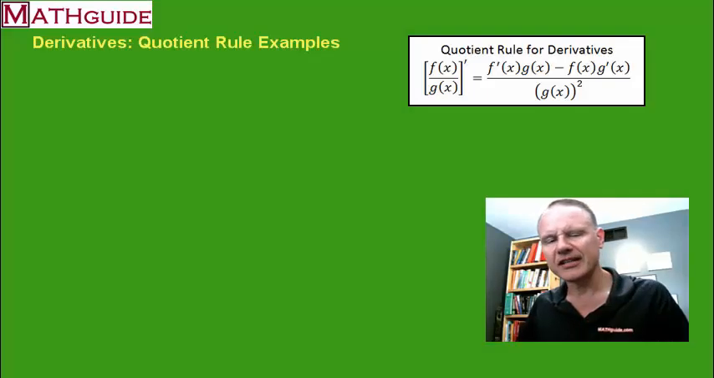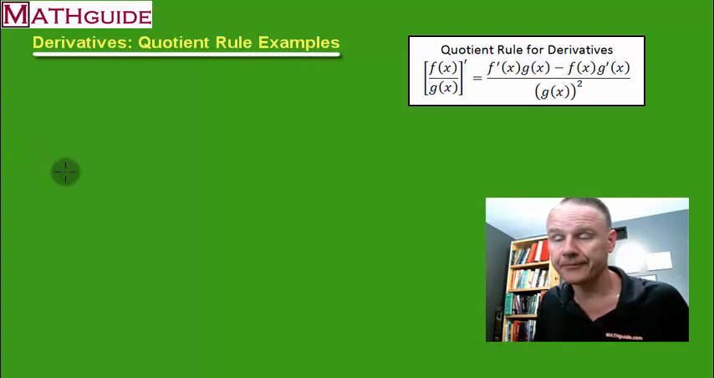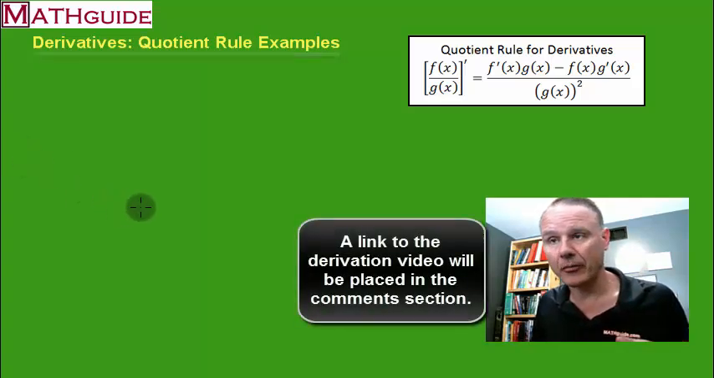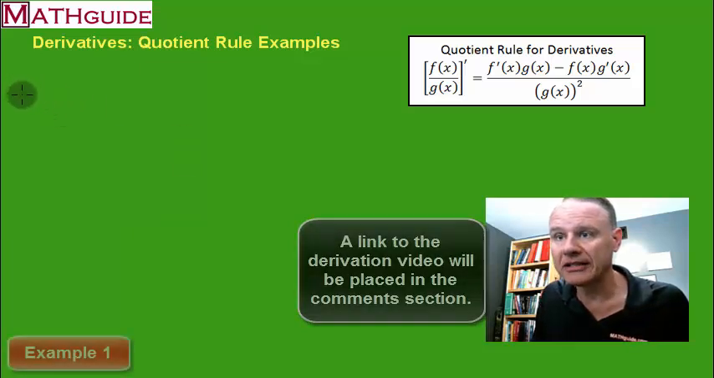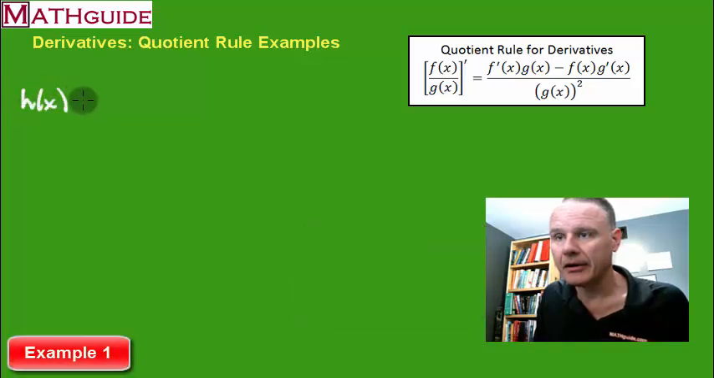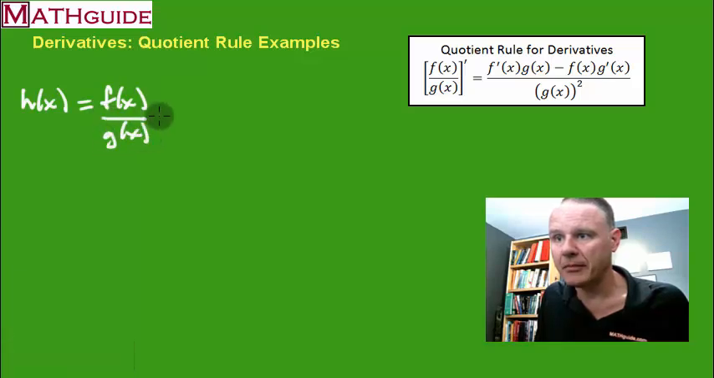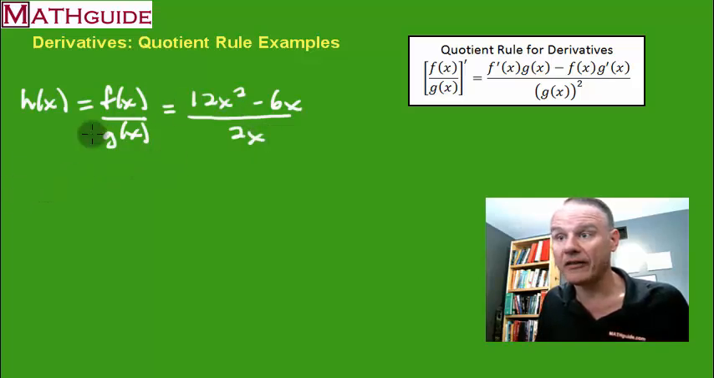In this video, you're going to see how the quotient rule works. I'm not going to derive it, that's a different video, and I'll post the link to that video in the comments section. So let's say that we have a function made up of two separate functions in a ratio. The numerator would be 12x squared minus 6x, and the denominator would be 2x. Let's say I wanted to find the derivative of this h of x, of this quotient of functions.